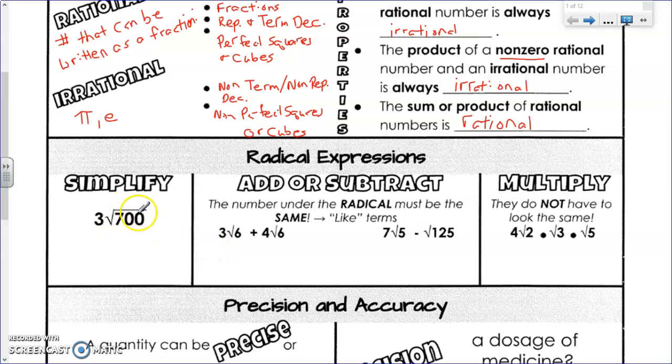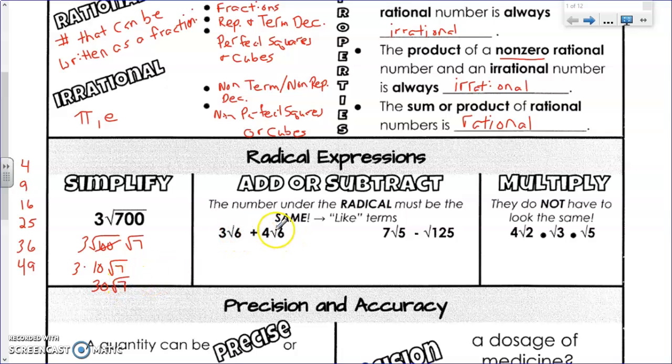Then we need to be able to simplify. So if you remember, the numbers that we use for simplifying are 4, 9, 16, 25. These are the perfect squares, 36, 49, and so on and so forth. Now we can break this down to 3 times 100 times 7. The square root of 100 is 10. So that will leave us 30 square root of 7, because 7 cannot be broken down.